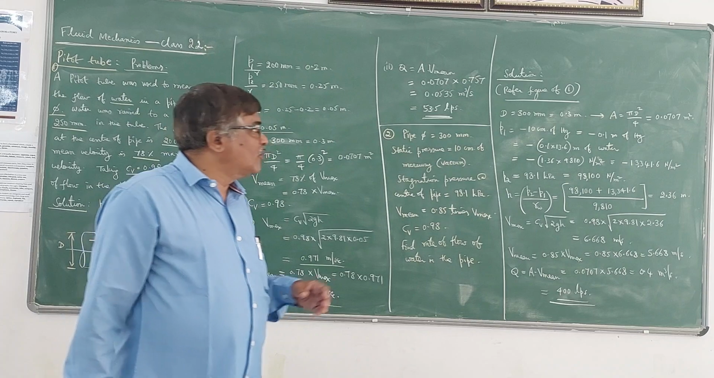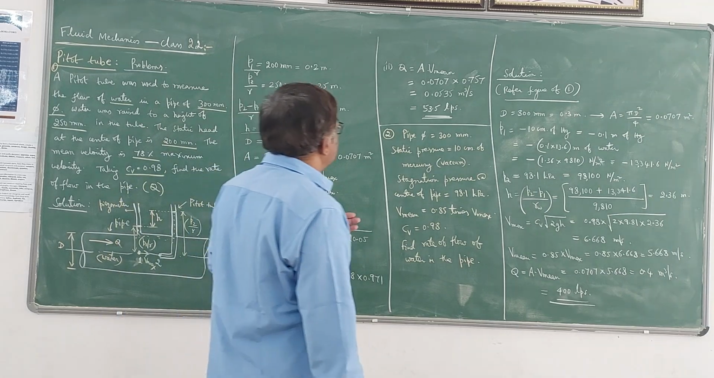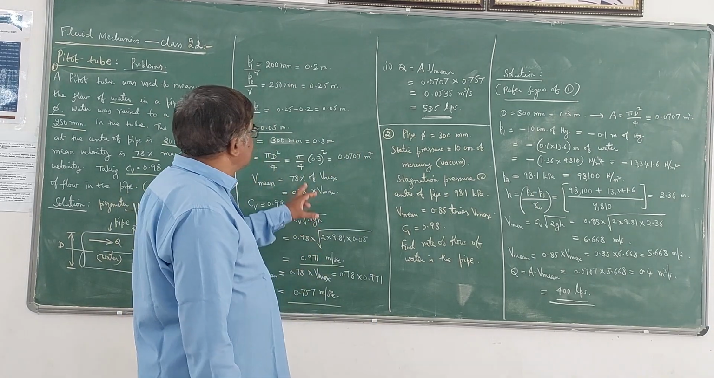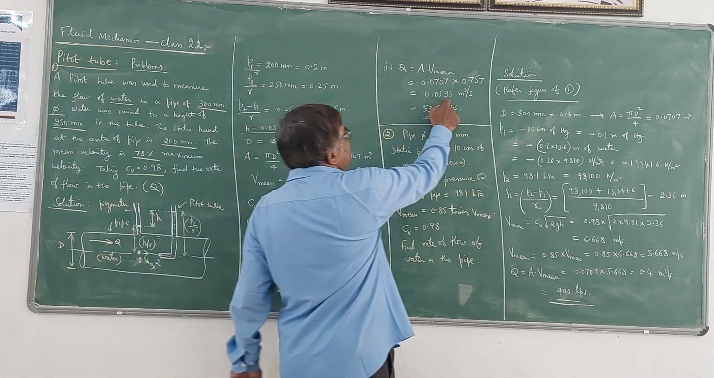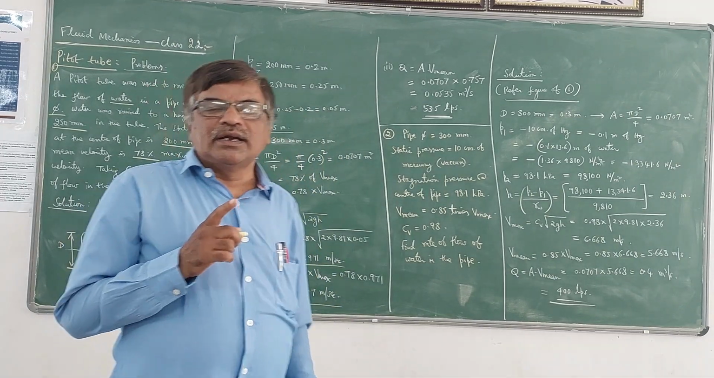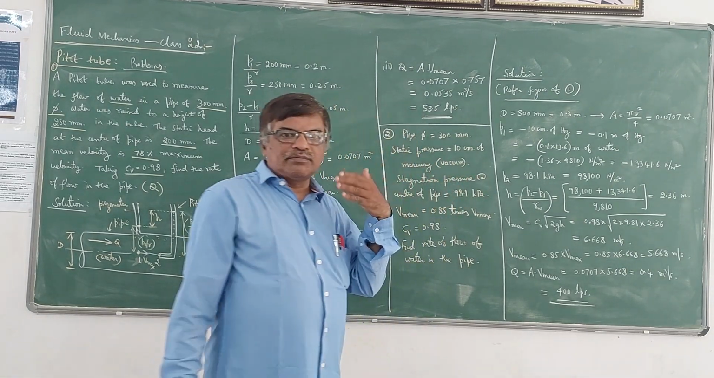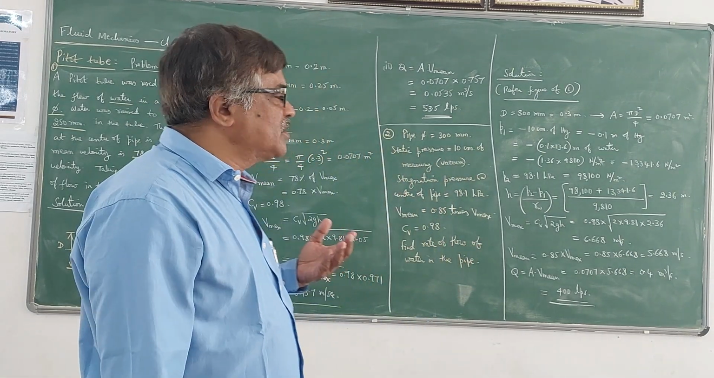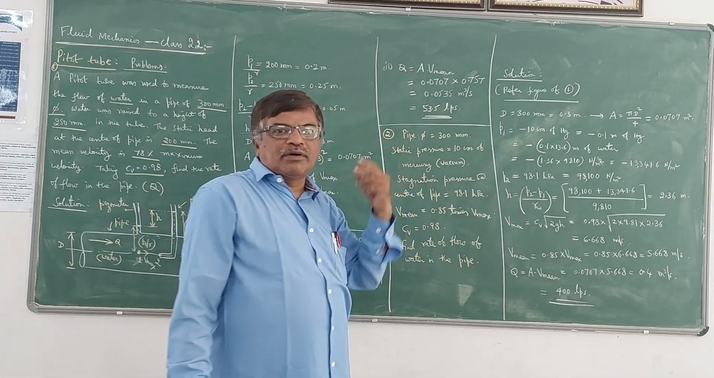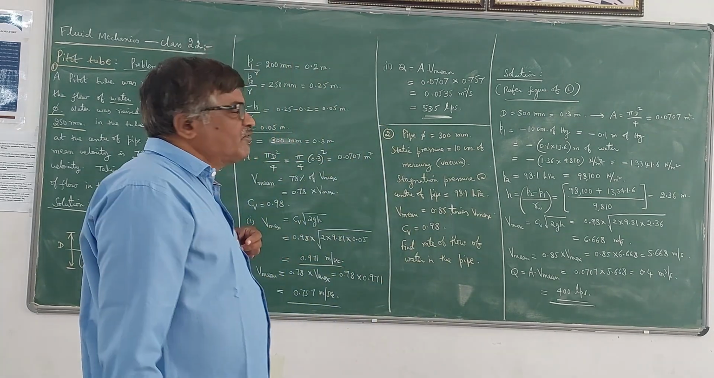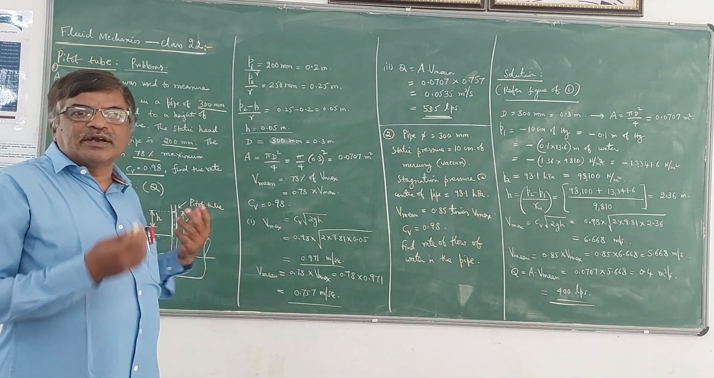Now the discharge, or rate of flow, can be obtained using the equation: cross-sectional area of flow A into mean velocity, which is 0.0707 meter square into 0.757. So you will get 0.0535 meter cube per second. Please note that discharge will be in meter cube per second. Later on we can convert into liters per second just by multiplying by 1000, because 1 meter cube is 1000 liters. Now we can keep it as it is. If you want, you can convert it into liters per second by multiplying by 1000. So 53.5 liters per second is the discharge in the pipe, measured using the Pitot tube.